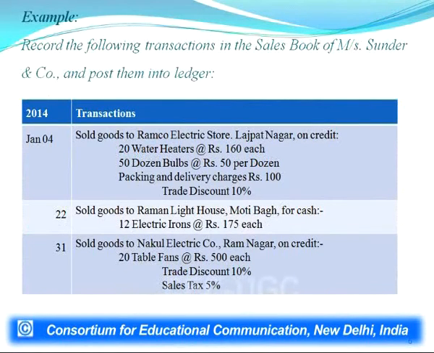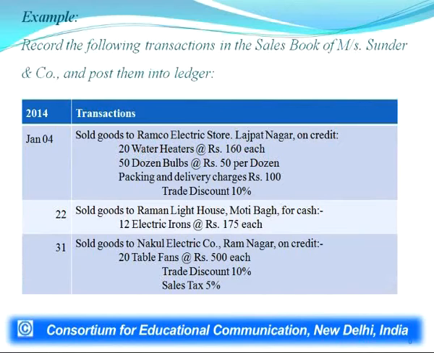Now, you see one example. Record the following transactions in the sales book of Messrs Sundar and Company and post them into the ledger. We have taken here three transactions given in the question. First, sold goods to Ramco Electric Store on credit: 20 water heaters, 50 dozen bulbs, and rates are given. Here the packing and delivery charges are rupees 100, trade discount 10%. In the second transaction, sold goods to Raman Lighthouse for cash, 12 electric irons at 175 each.